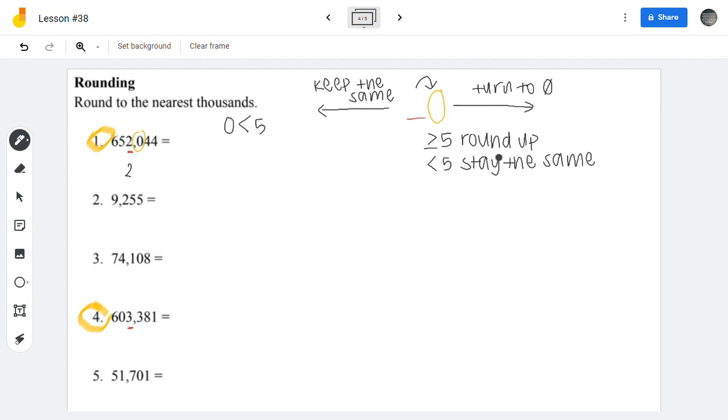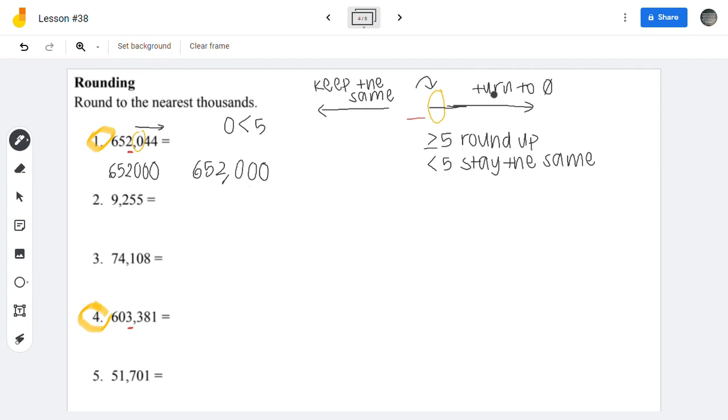And now from here, after we did this step, we're going to turn to 0 the numbers after the underlined red value. So from 2 over here, I'm going to turn the rest of these numbers into 0, 0, 0, 0. And we're going to keep the numbers left of the red underline the same. 6 and 5, we're going to keep the same. So your final answer should be 652,000 if you rounded it properly.